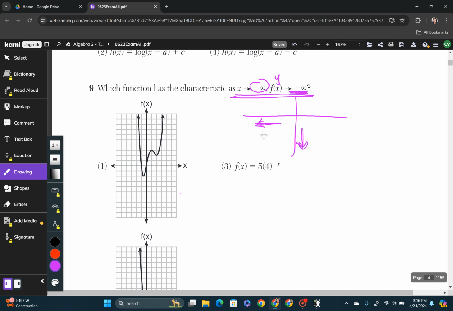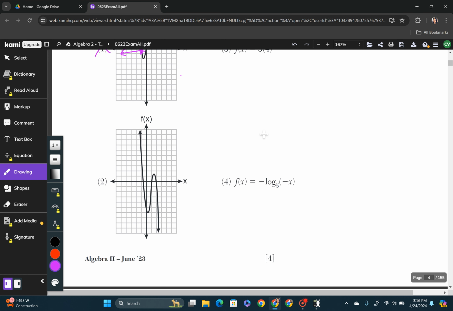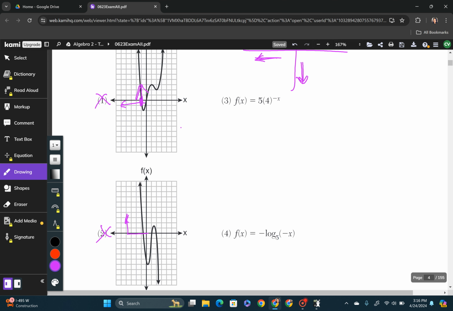So as we go left here, our y is going up. So that is not what we want. Over here, as we are going left, our y is also going up. We don't want that, right? So it is not 1 and 2. All right, cool. So that means that we got to plug in each of the other ones.